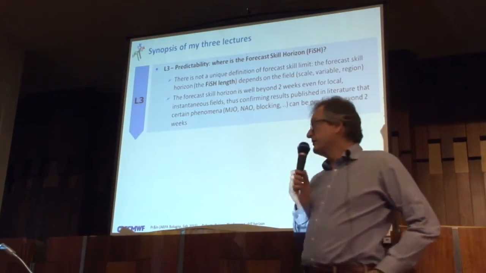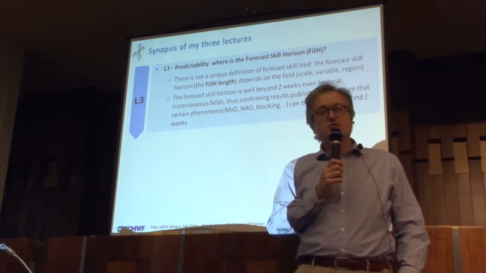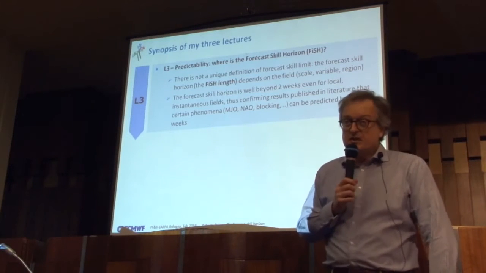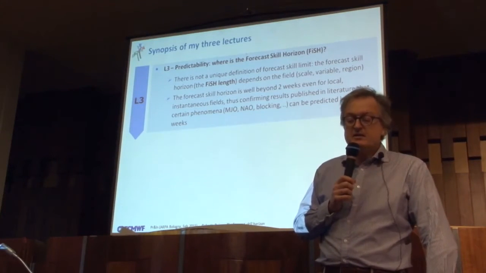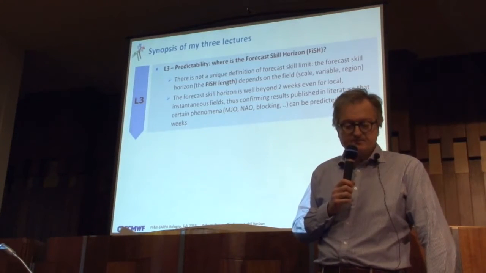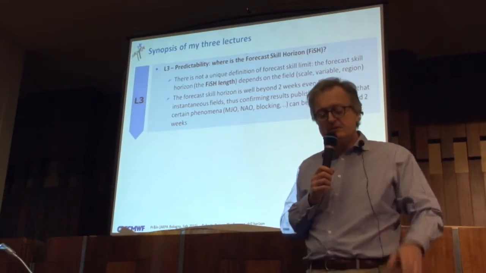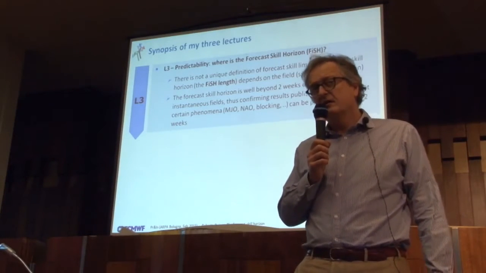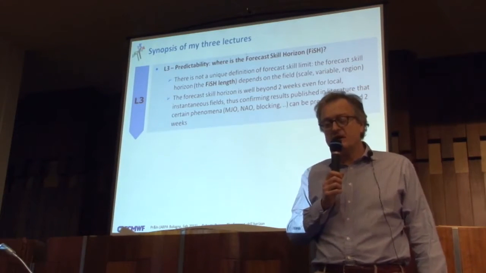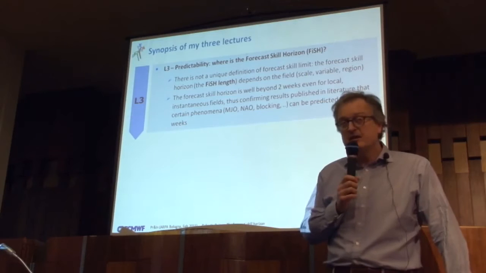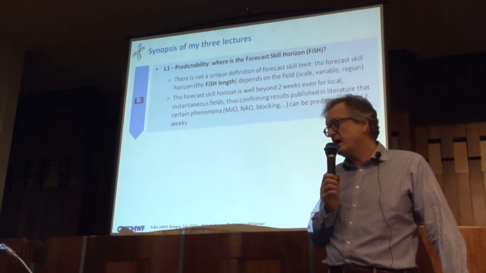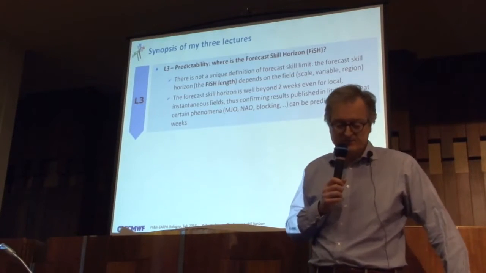The key points of this lecture that I want you to take home are two, more or less. There is not a unique definition of a forecast skill limit. It depends on what you try to predict. So what I sometimes will call the FiSH length, F for forecast, S for skill, and H for horizon, depends on the field you look at, on the temporal and spatial scales.